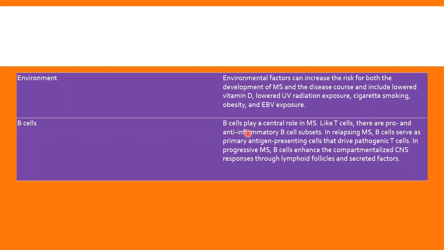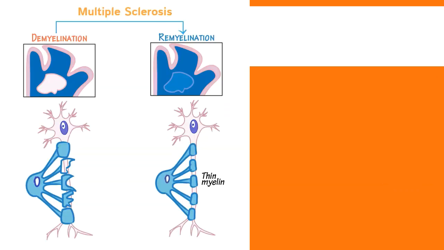Regarding the B cells, it must be noted that B cells play a central role in multiple sclerosis. Like the T cells, there are pro and anti-inflammatory B cell subsets. In relapsing multiple sclerosis, B cells serve as the primary antigen-presenting cell that drives the pathogenic T cells. In progressive multiple sclerosis, B cells enhance the compartmentalized CNS responses through the lymphoid follicles and secreted factors. Right? So we'll go into the details of it.